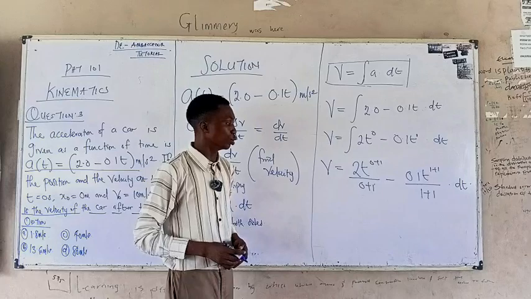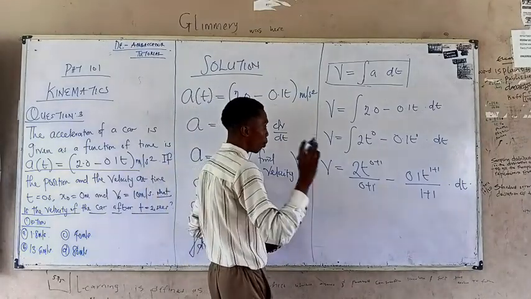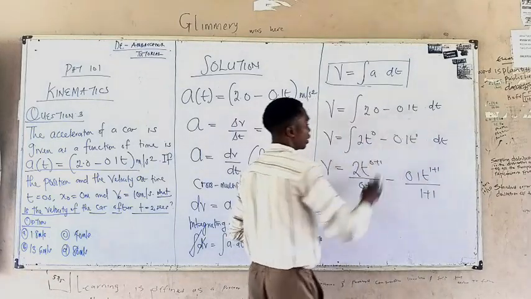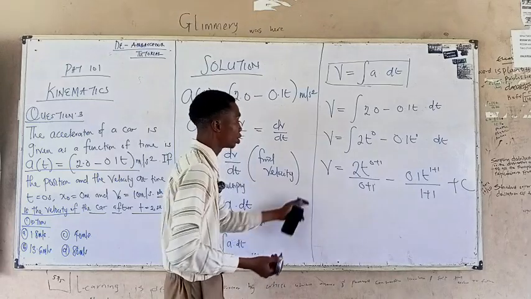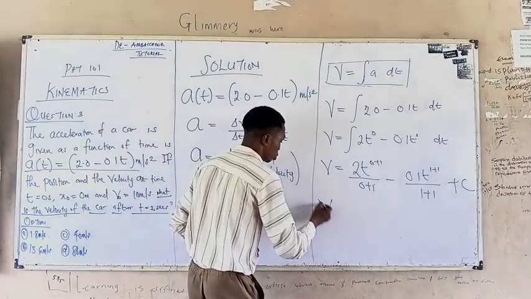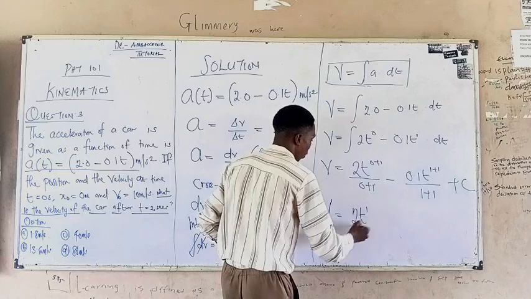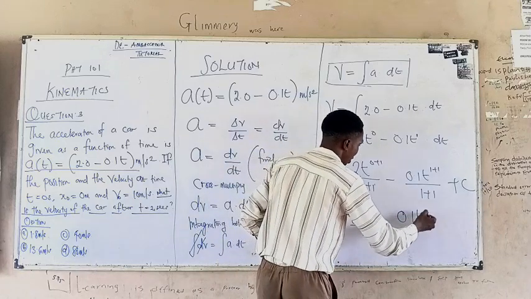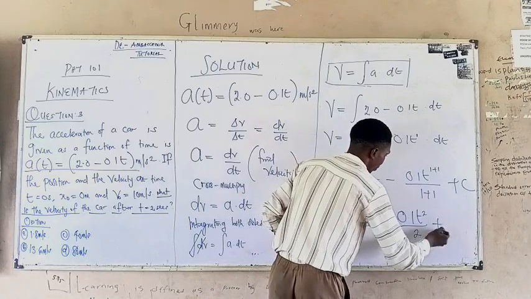The next thing you ought to do is now simplify. But before you simplify, I'm not supposed to have dt because I've already integrated. I should have plus c. Thank you for that correction. Now let's move on. I have v equals 2t to the power of 1 over 1, minus 0.1t to the power of 2 over 2, plus c.